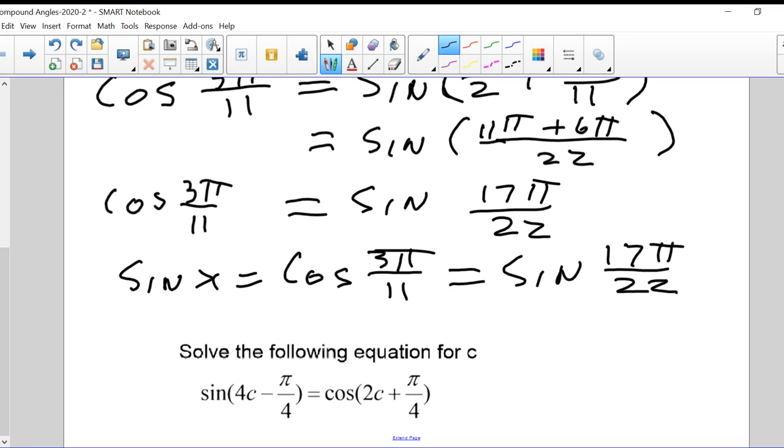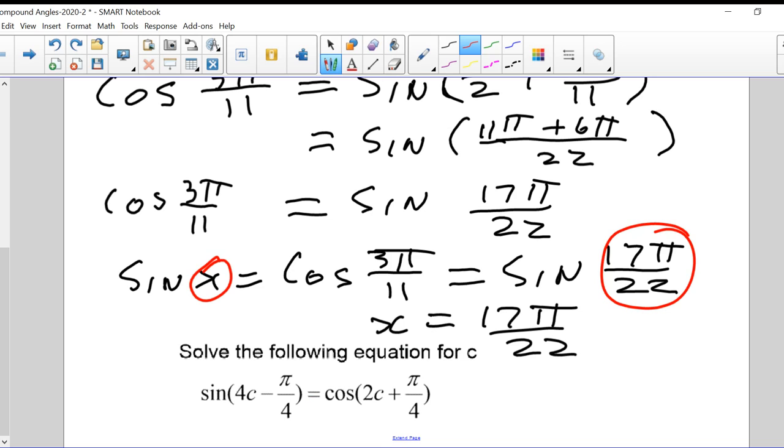So what is that? Brandon is way ahead of us. So x is equal to what? Well, x must be equal to 17 pi over 22. That's what x is, which, by the way, is a second quadrant angle, right? If the sine of something is equal to the sine of something else, then those two things must be equal to each other. This x here must be equal to the 17 pi over 22 because they're both sine, right? Yes, Lynette, please go ahead.